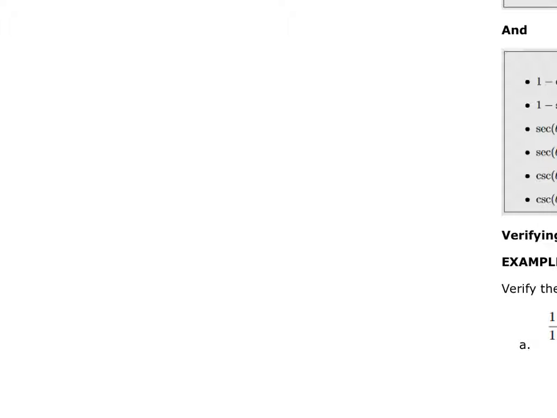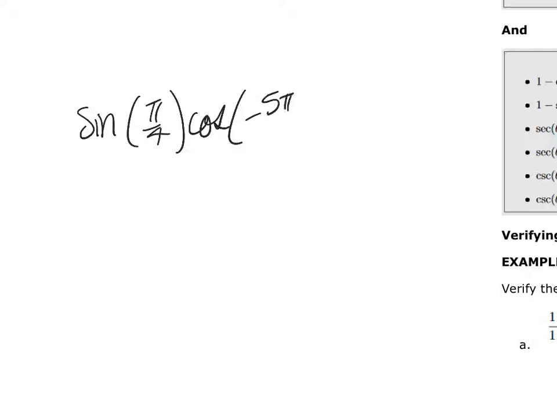When you get something that looks like this on the homework, this is in the 10.2 homework, they're asking you to find the sine of pi over 4 multiplied by, say, the cosine of negative 5 pi over 6. All they're asking you to do is find out what the sine of pi over 4 is. So you'd look on your unit circle and you'd find the sine of pi over 4 is the square root of 2 over 2. That is what that is equal to.